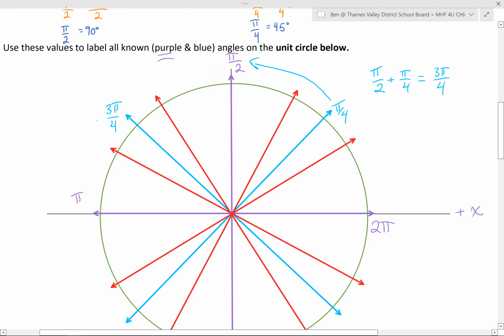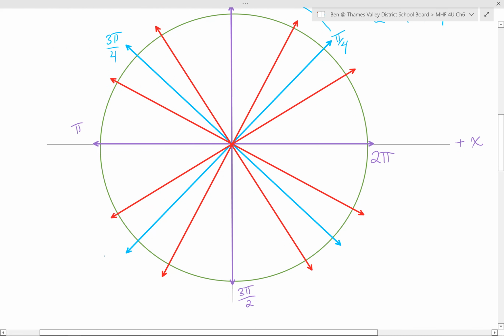Okay, adding another pi over 4 brings me to 180 degrees. That brings me to pi radians. Okay, adding another pi over 4 to my next blue angle. Another pi over 4 added to pi, well, that equals 5 pi over 4.